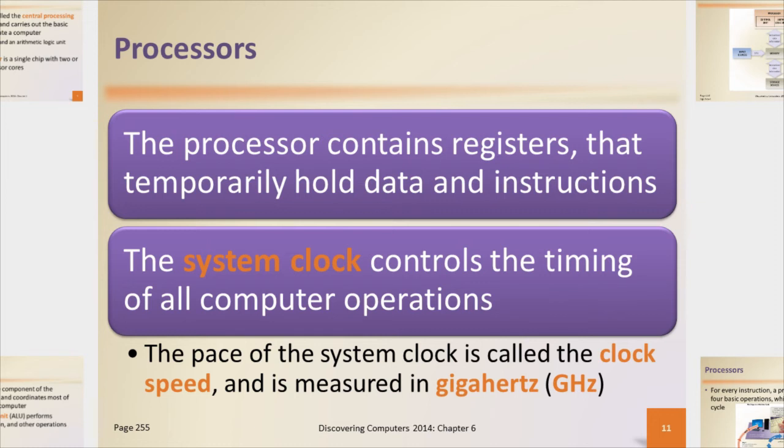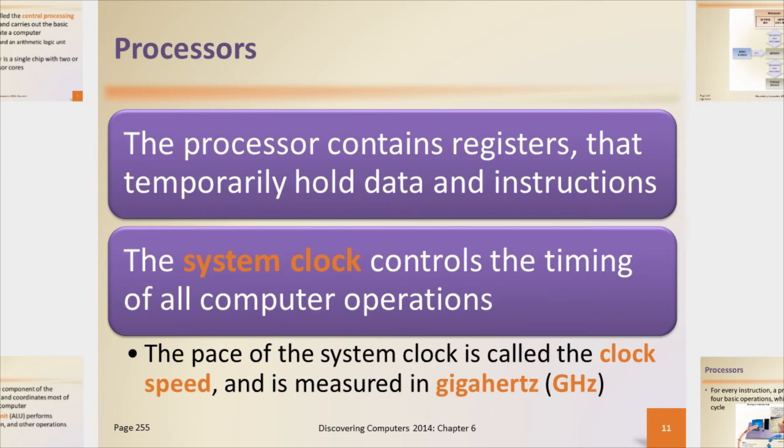Now, to be able to operate on that data, we need to operate in a very specific order. We need to have the numbers, we need to know the operation, and we have to have the input before we're able to produce the output. That coordination done by the ALU, or excuse me, by the control unit, is coordinated using the system clock.